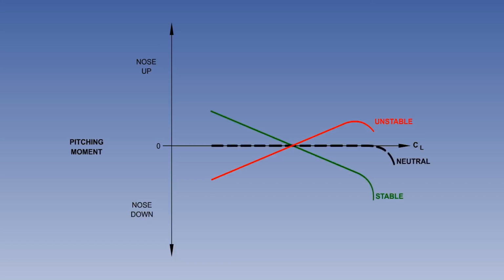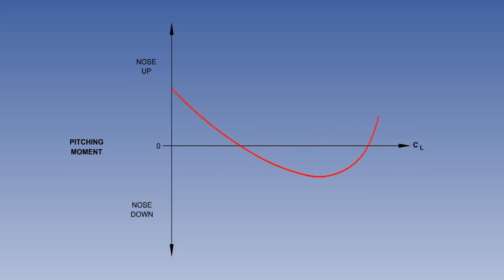Here are the three types of plot we'll be using from now on: stable, neutral, and unstable. So what does this plot represent? Here's a big clue. The plot represents an aircraft with a swept wing.